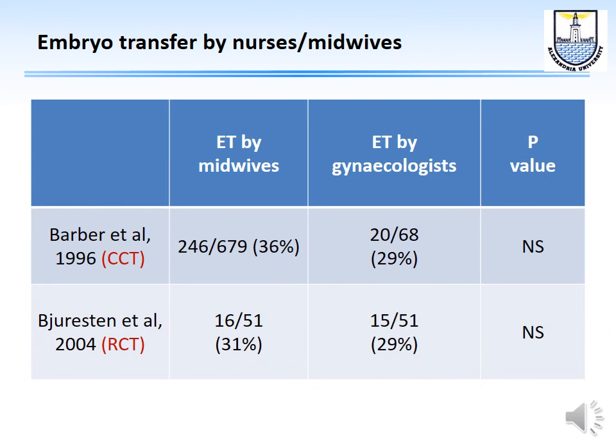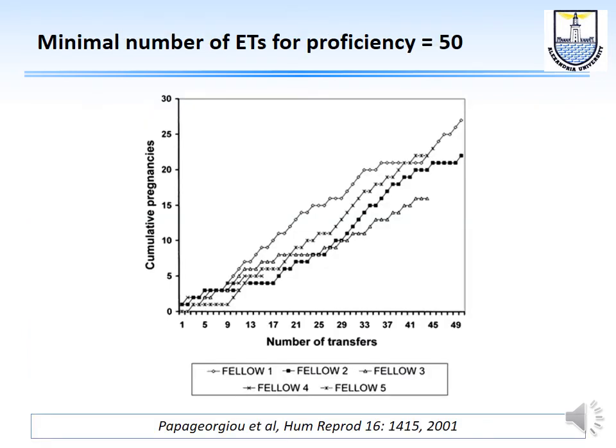And in fact, if you train the midwives, they can be as good as gynecologists, if not better. These are 2 studies, one from Oxford and one from Scandinavia. And you can see here the results were as good in both the nurses and the clinicians. And what Papageorgiou found is that you really need 50 embryo transfers to acquire proficiency.